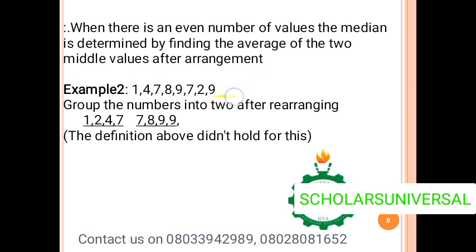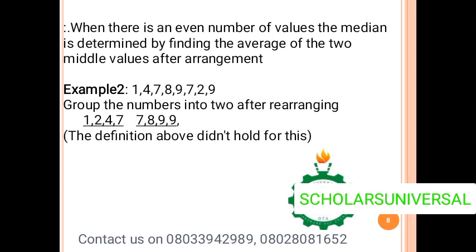Here, how many numbers do we have? We have 8, and 8 is an example of an even number. So if you divide it into 2, we have 4 at the right, 4 at the left. No number is at the center. So here you are going to pull out these 2 numbers at the inner edge here. 7, 7 is the number at the center here. So you add the 2 together.